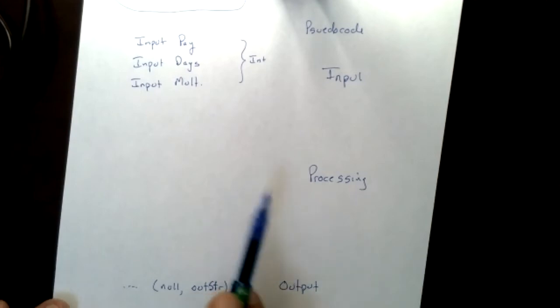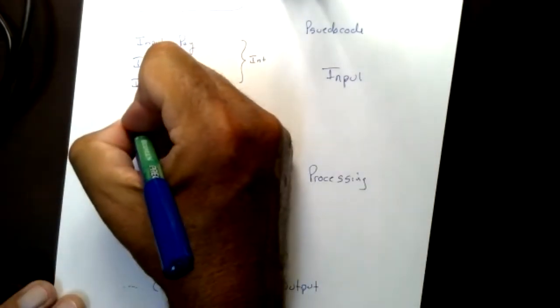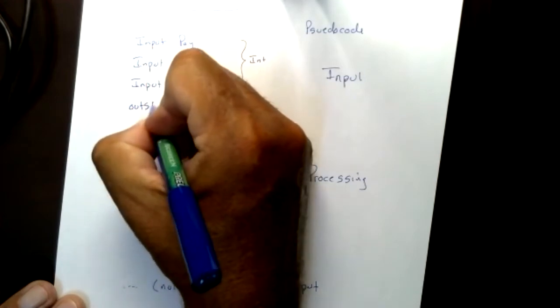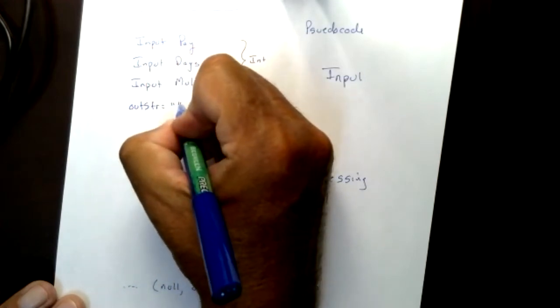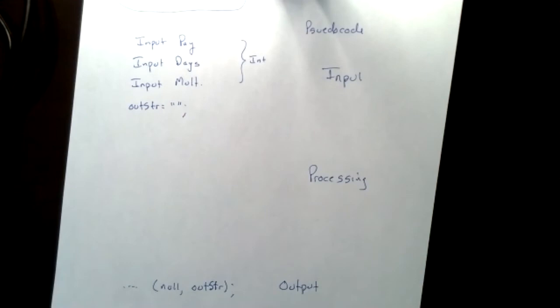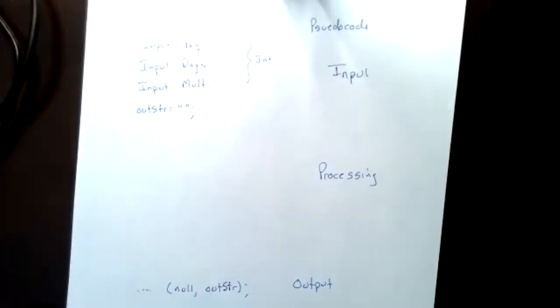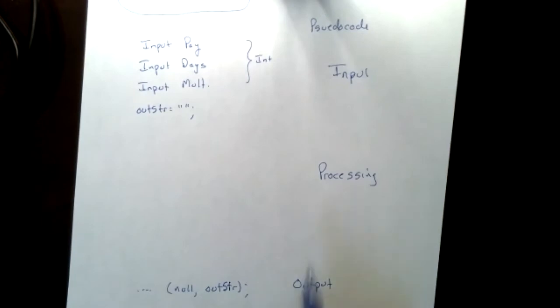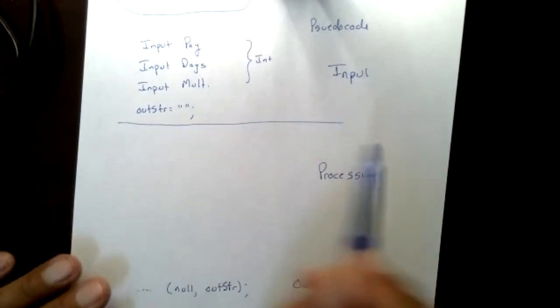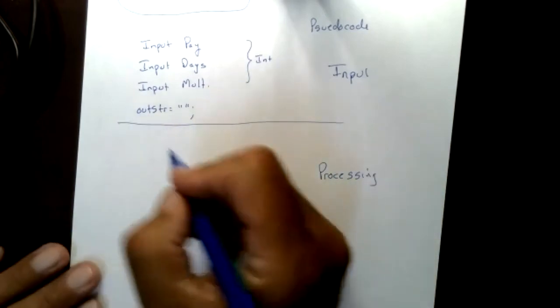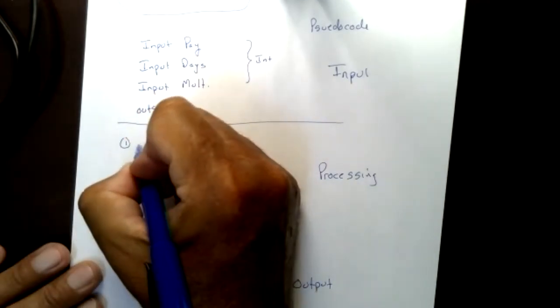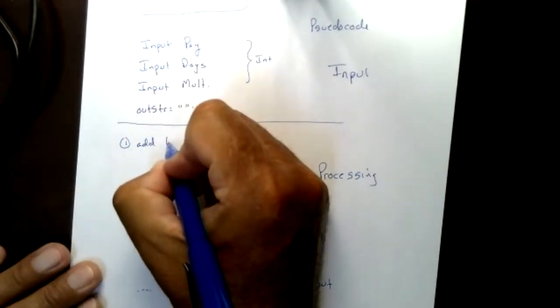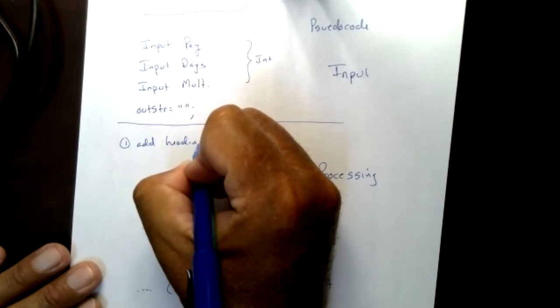Now, what I'm going to do is I'm going to take outstra in the very beginning, and I'm going to start it out as nothing. There's nothing in there. All right. Now my processing, let's see what steps did I have to do for this. Okay, so I have my input, I have outstra. First thing I want to do is add headings to outstra.